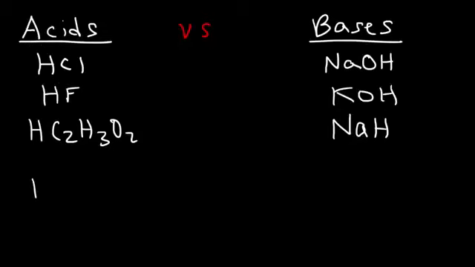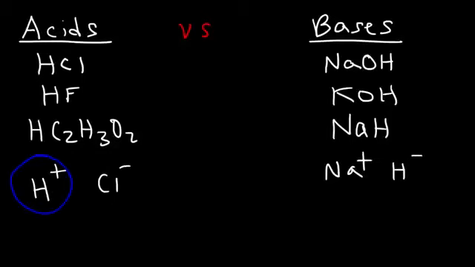So whenever hydrogen has a positive charge, it's an acid. But if the hydrogen has a negative charge, then it's a base. Acids tend to be positively charged. Bases are usually negatively charged.